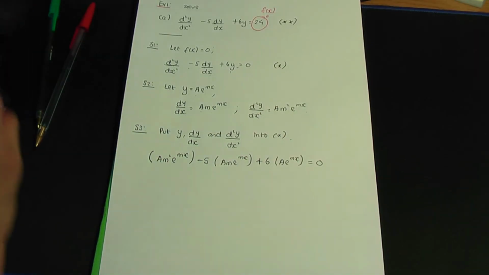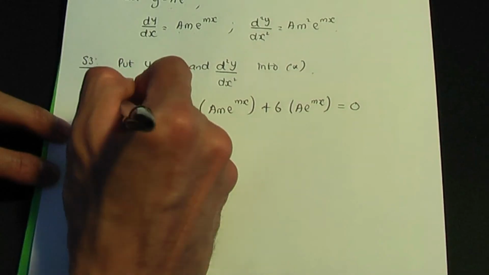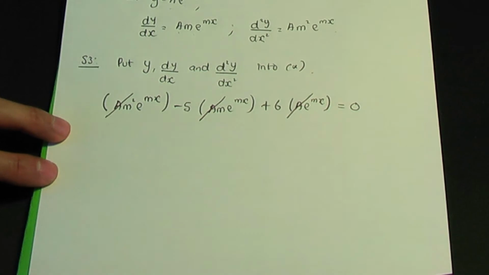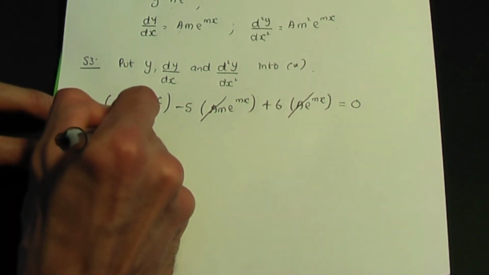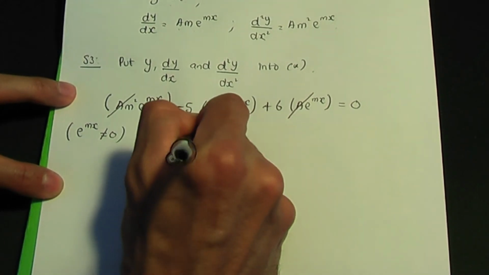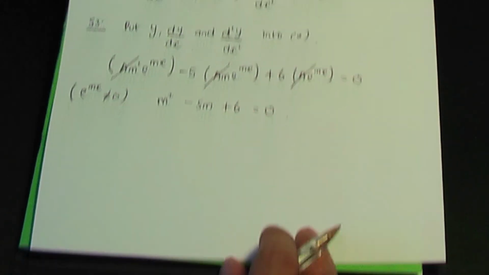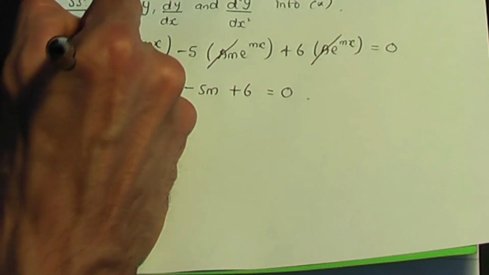So that takes us to the next step. So back to the screenshot quickly. So in step number 4, cancel capital A. Capital A is a constant, remember, and as e to the mx is non-zero, we end up with the quadratic called an auxiliary equation. Okay? So back to the paper and pen. So we can cancel the constants, capital A, and as e to the mx is non-zero, we're going to end up with the quadratic m squared minus 5m plus 6, which is equal to 0. Okay? So this is step number 4.